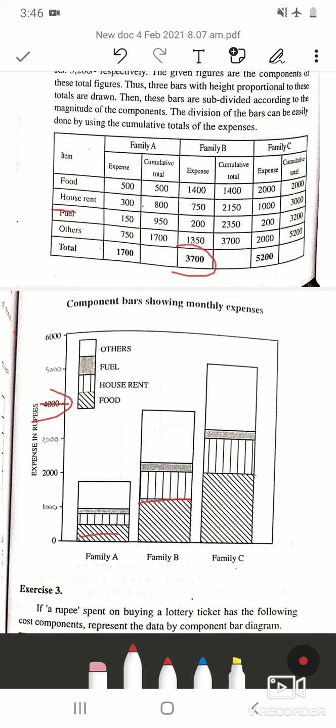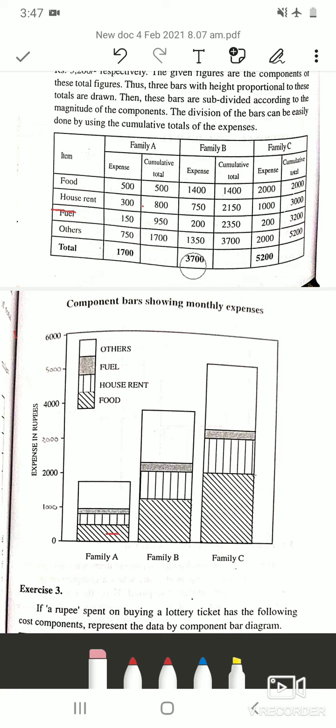Then similarly plot for all the components and shade them accordingly, and the same thing is done for the family C. Here the height of the rectangle will be the total of the expenses, which is 5200, which is approximately over here. So this is how a component bar diagram looks.